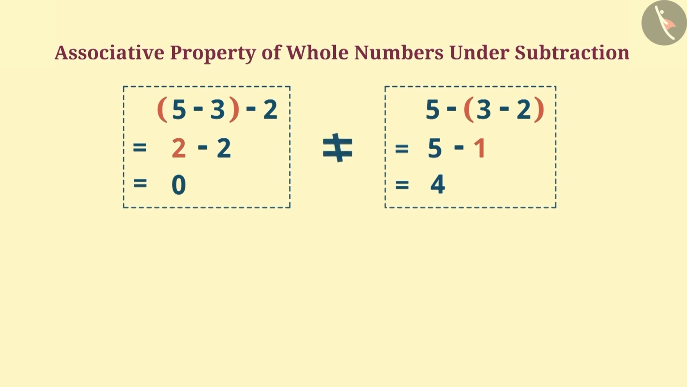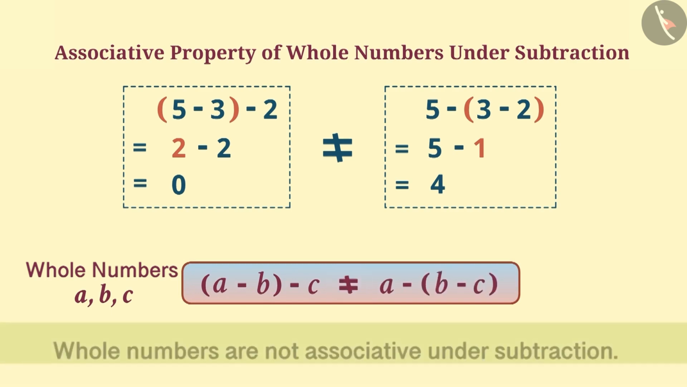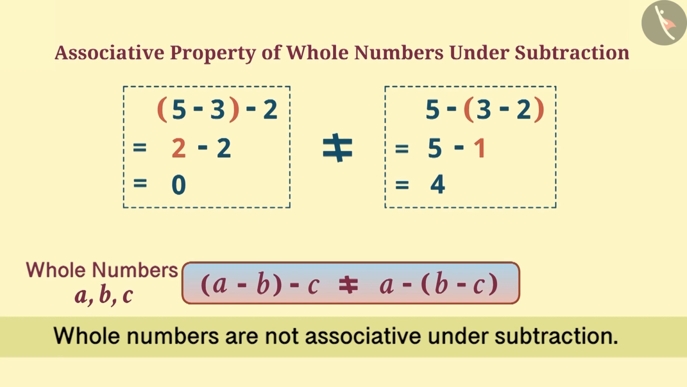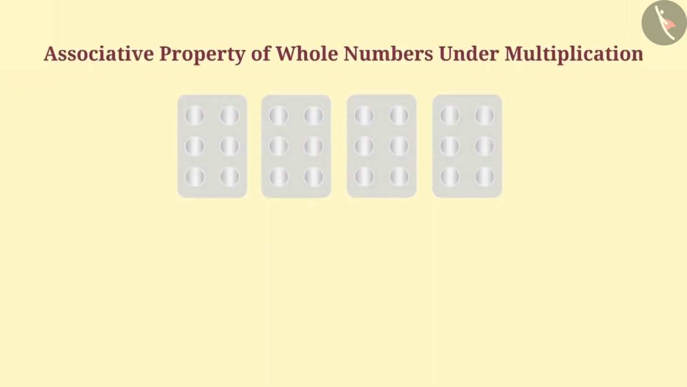Note, only in this case, subtracting any 3 whole numbers A, B, C by making different groups results in different results. This means (A - B) - C and A - (B - C) are not equal. That is why whole numbers are not associative under subtraction. Now let's talk about multiplication.